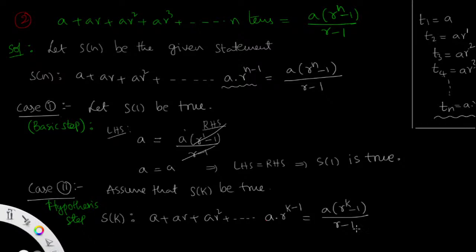Next, the third step. Third step you have to write, that is case 3. Case 3 means in the place of the first part, the basic step is also true, we will have to verify it, and S of k also true.